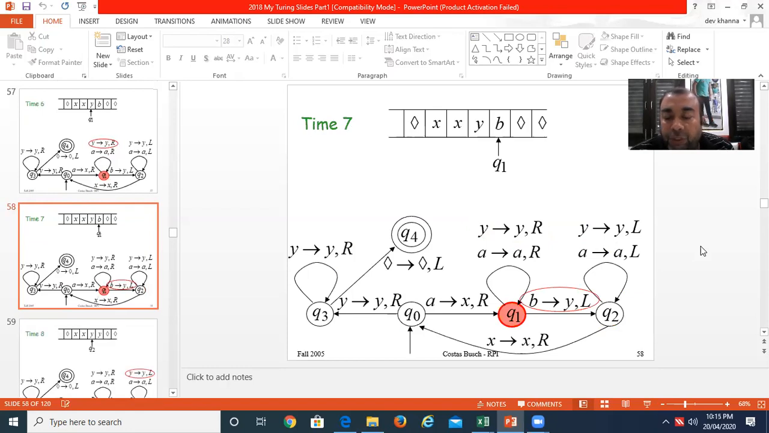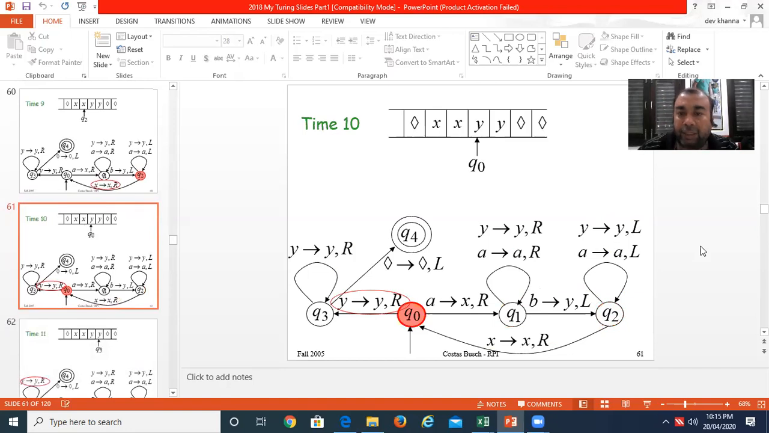B. What will you do? Convert this B into Y and take a left turn. Now this Y remains Y, and left turn, left turn, left turn till you meet X. As soon as you meet X, as we have just discussed, take a right turn.